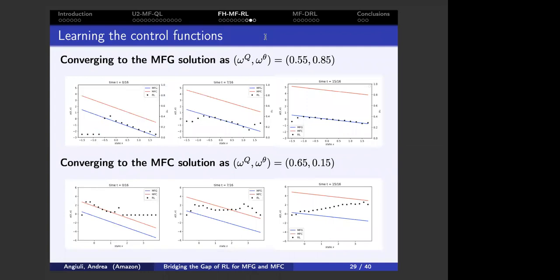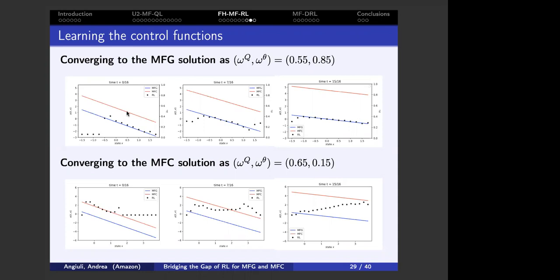Here we have the convergence for the control functions. In particular, as before, we have on the top mean field game and on the bottom mean field control. We are plotting different time points from left to right, and on each plot we have the state on the x-axis and the action on the y-axis. We have the blue line that is the solution for the mean field game, and the red line that is the solution of the mean field control.